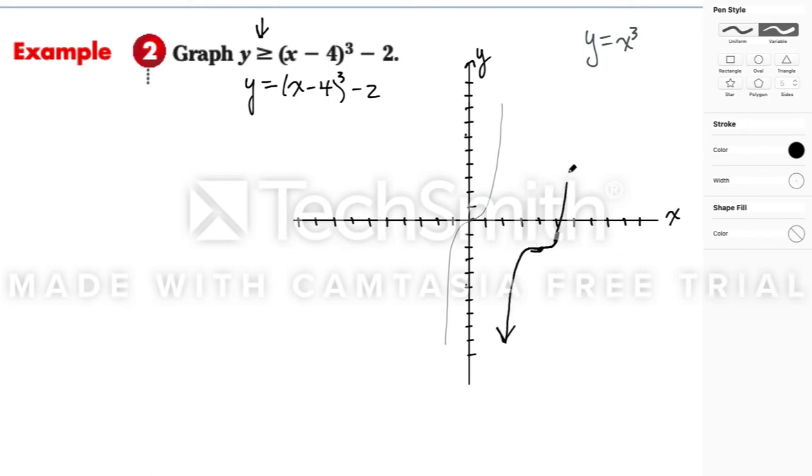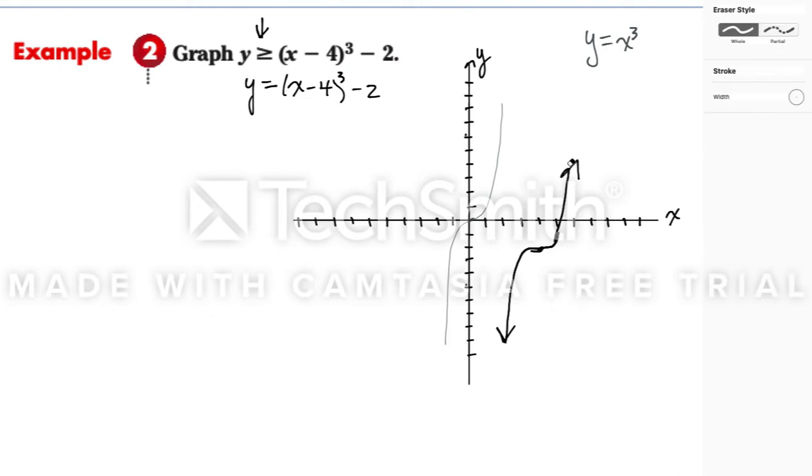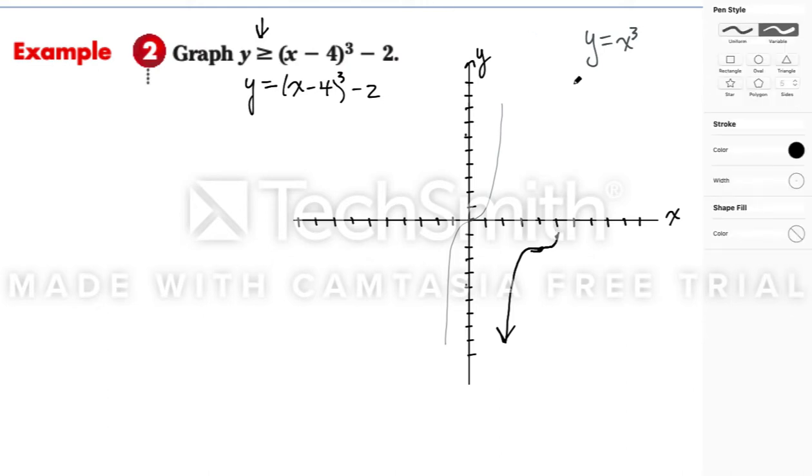All right. So that's the graph that we're dealing with, and I can even make it a little bit larger if we need to.